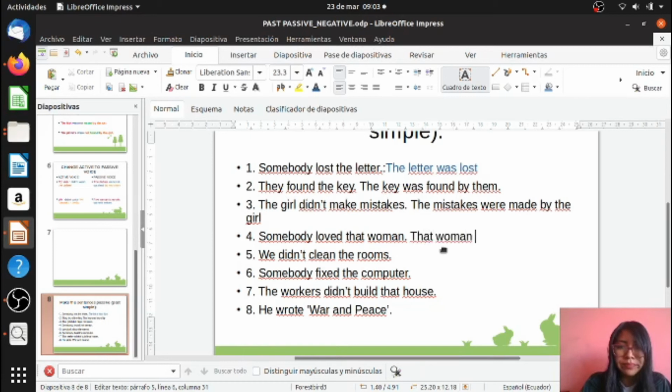That woman, is that singular or plural? Singular, okay. Was. In this case we are going to use the same verb, that is the same for the past simple and the past participle. The woman was loved, I don't know by whom, yo no sé quién la amó, so that is correct.